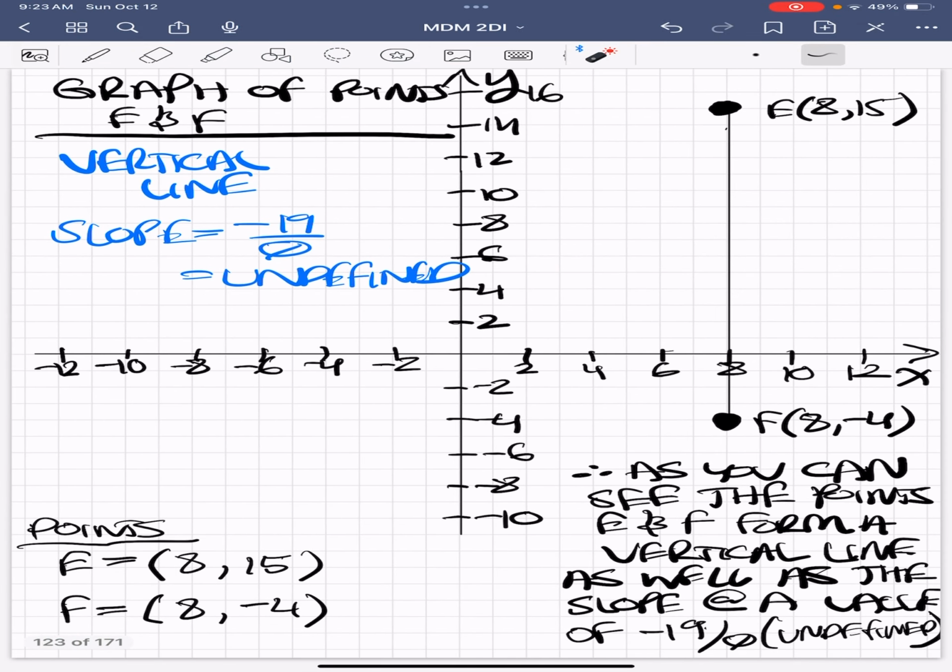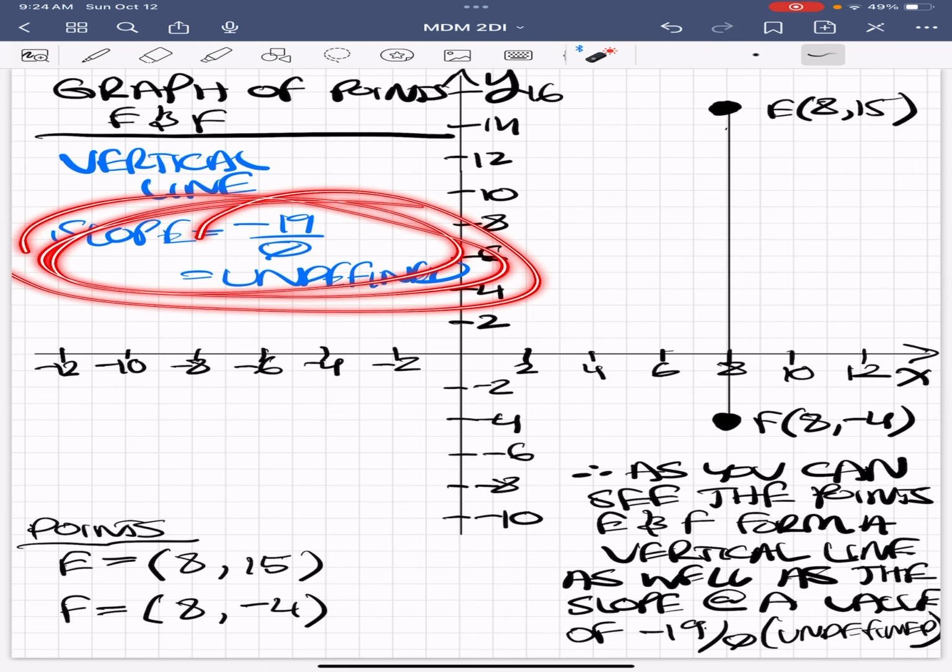And moving on, so now we have a graph of points E and F. Point E is right there, it's (8, 15). And point F is (8, -4). As you can see, the points E and F form a vertical line, and the slope is -19 over 0, which is undefined. Vertical line, and the slope is -19 over 0, meaning that it's undefined.